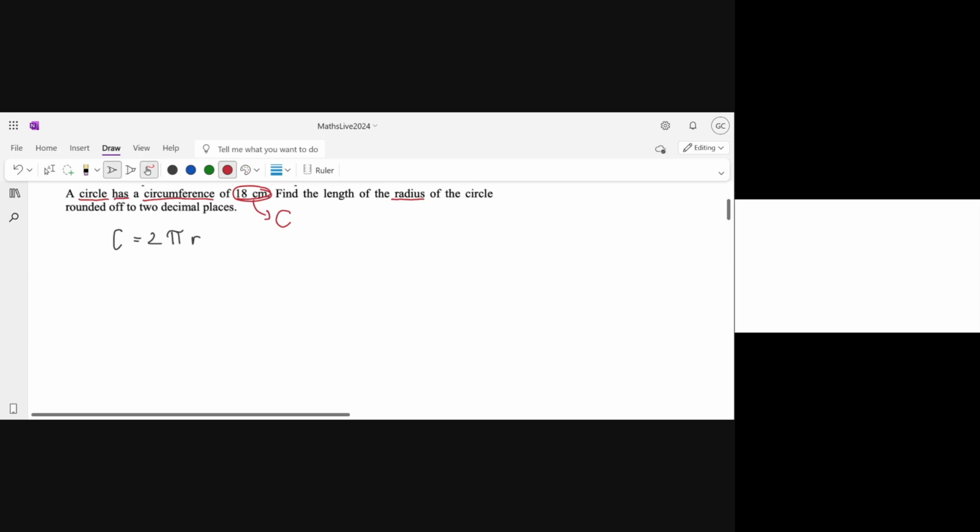Okay, so now one thing we know for sure is that our circumference is 18 centimeters. So I'm going to go into my formula and I'm going to replace circumference with 18. So 18 is equal to 2 pi r. Now the question wants me to find the length of the radius. So I now have to make r the subject of my formula.